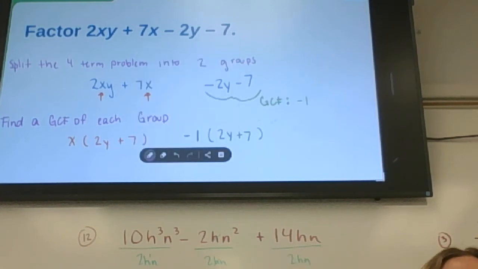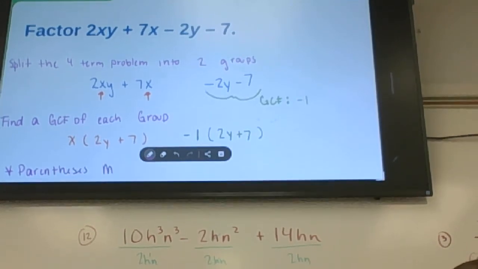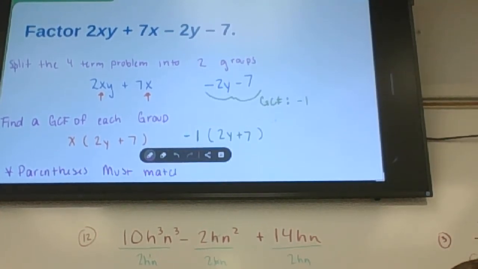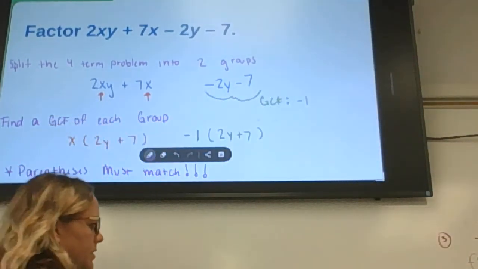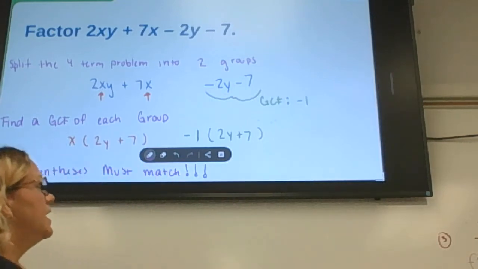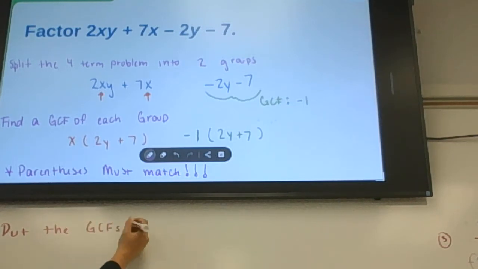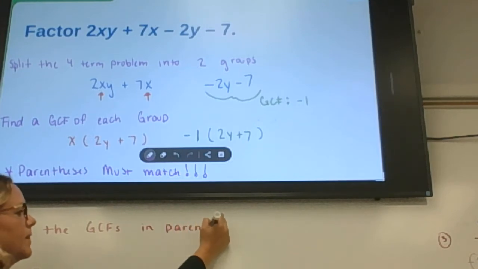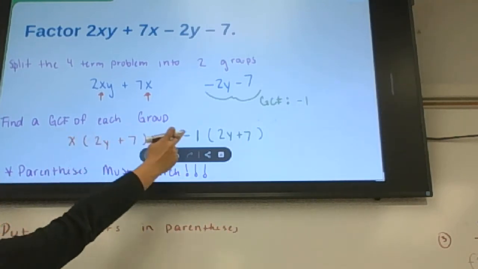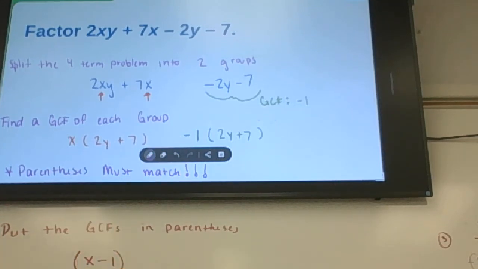Okay, something really important has to happen for this method to work. The groups have to match. It's a really cool checkpoint. If the parentheses don't match, then it's not working. You're doing something wrong, or maybe it's not possible. So we're doing good. Our parentheses must match. They're both 2y plus 7. So your last step is to put the GCFs in parentheses. There's two of them. Our GCFs are x and minus 1. And then keep 1.